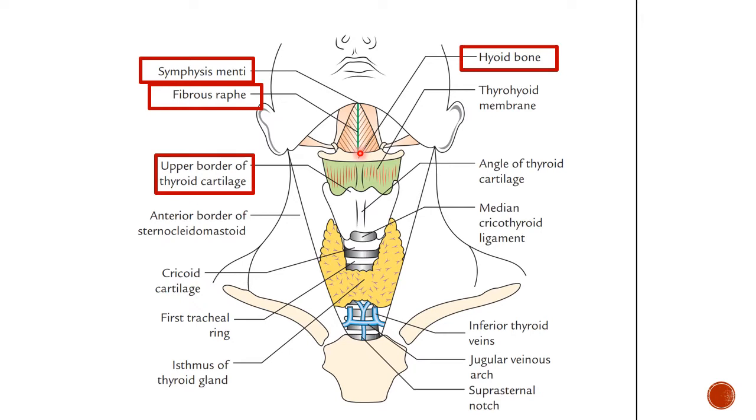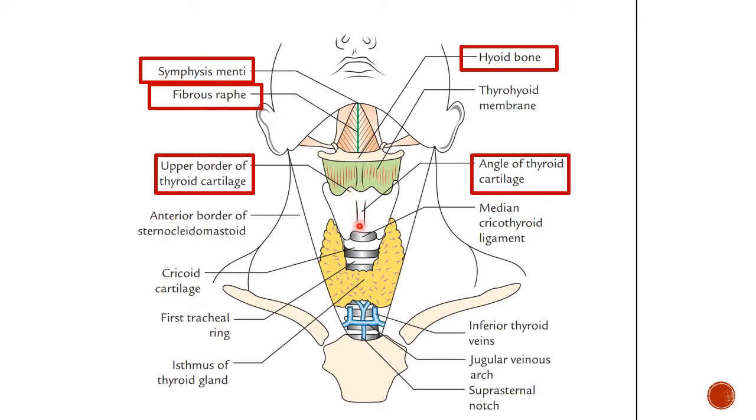Then after that, you can see the upper border of the thyroid cartilage. There is the suprathyroid notch or superior thyroid notch. Between the hyoid bone and the superior border of the thyroid cartilage, we can identify a membrane called the superior thyrohyoid membrane, which is present between the hyoid bone and the superior border of the lamina of the thyroid cartilage.